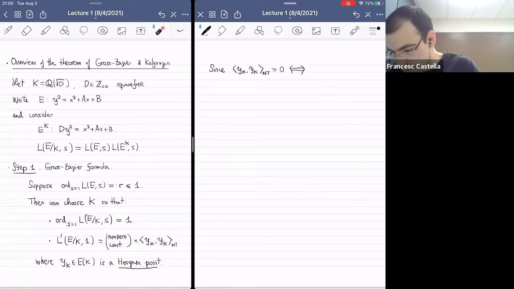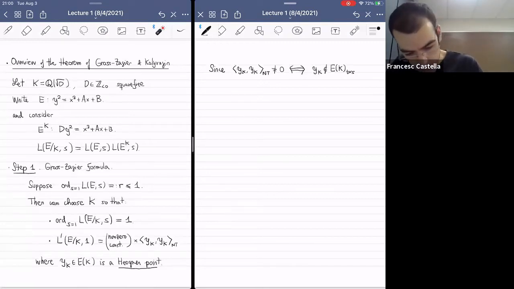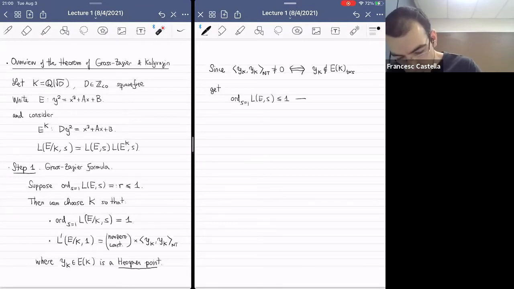Let me put it like this. So what we find is that, combining what we have above, assuming the hypothesis in the theorem of Gross-Zagier and Kolyvagin, we get a point of infinite order.